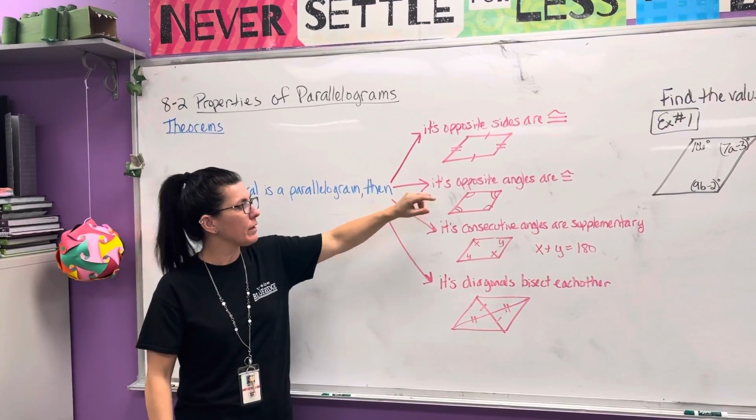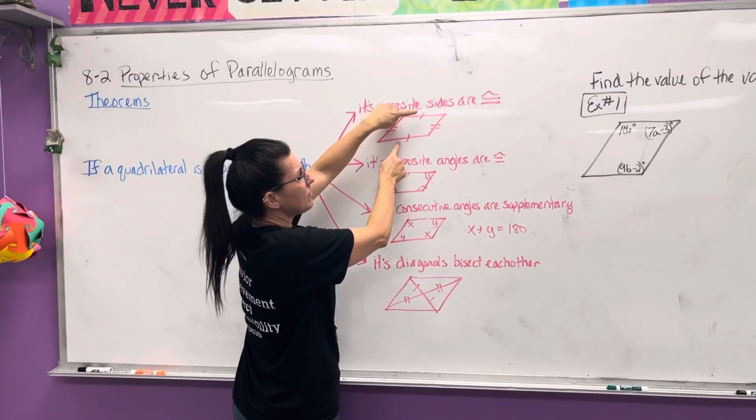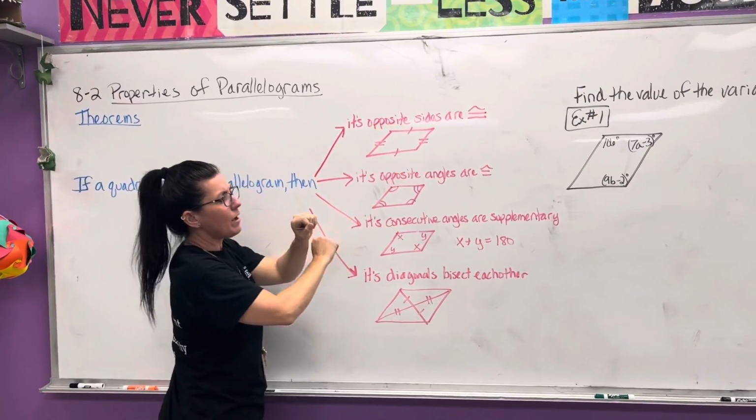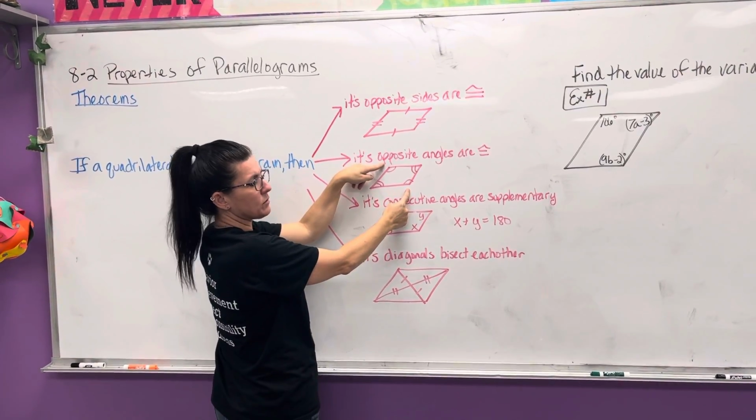First two are pretty self-explanatory. Opposite sides are congruent. These two sides have the same length. These two sides have the same length. Opposite angles are congruent. These two angles are the same. These two angles are the same.